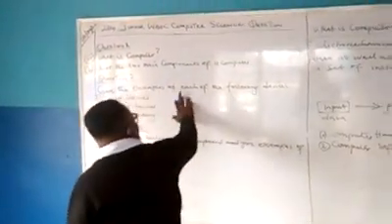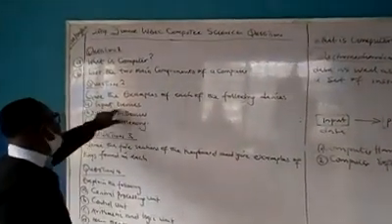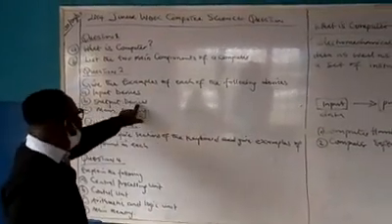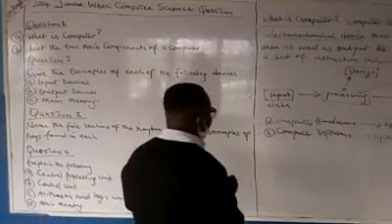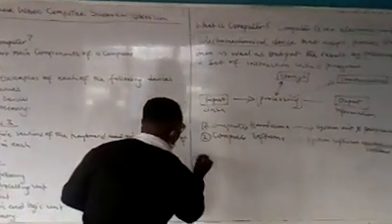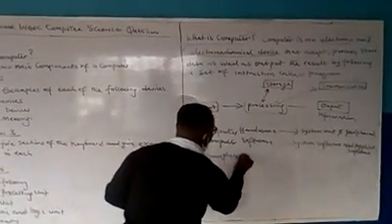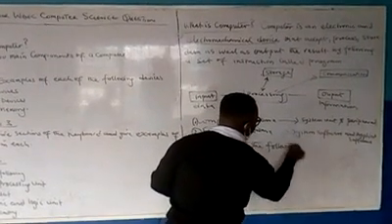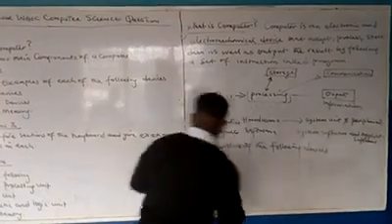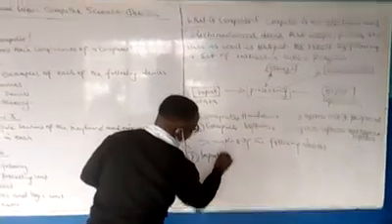Then question number 2, give examples of each of the following devices. A is input device, B is output device, C is main memory. And you are asked to answer 2 questions only. Question 2, examples of the following devices. A, input device.